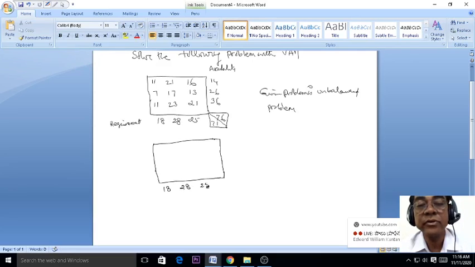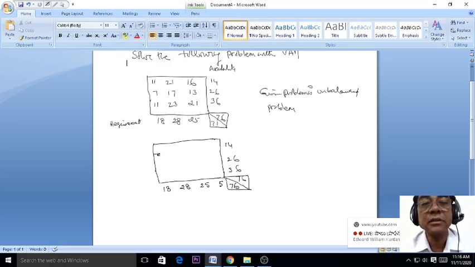So how many units are less? 5 units. First you write down 5. And the next 14, 26 and 36. Check this total. So the total is 76. This is the 76. Okay. Next problem.